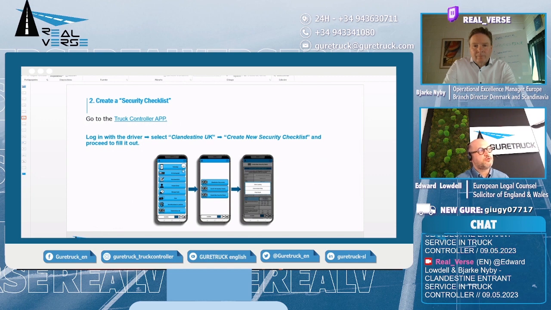Here we're now moving away from truckcontroller.com, and we're moving to the Truck Controller app. If we open the app on our mobile phone devices, we need to log in with the driver first and foremost. Once we're logged in with the driver, we select the UK Clandestine, which should be more or less the bottom option. You'll then see three different buttons, and because we want to create the security checklist, we click on Create New Security Checklist, and we then proceed to fill out the checklist. We can look at the details in a moment when Bjarke walks through that.